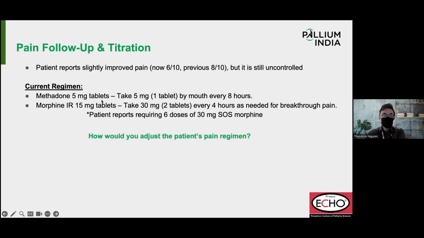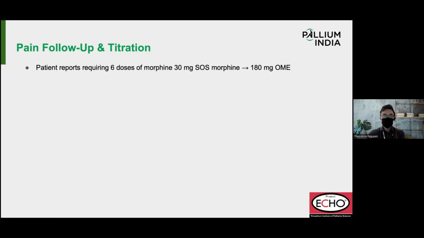We would want to figure out how much of the IR morphine that they're requiring. So based off of the report, they're saying that they're still needing to use 6 doses of the 30 mg morphine consistently. So how would you make adjustments to patient's pain regimen? If we did this calculation, that means they're using 100 mg OMEs.